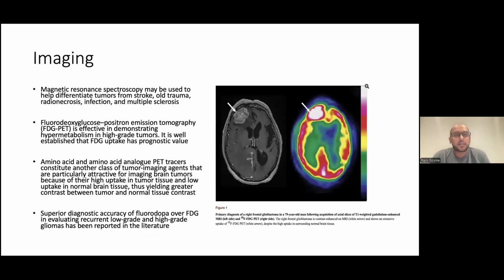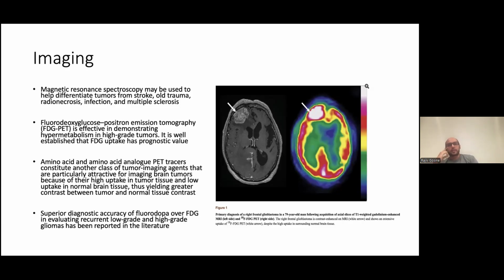Magnetic resonance spectroscopy may be used to help differentiate tumors from stroke, trauma, radionecrosis, infection, and multiple sclerosis. Now, this is more applicable to lower grade gliomas, which don't tend to enhance as much, with the GBMs, which is not usually quite necessary. So it can be pretty diagnostic from standard sequences.